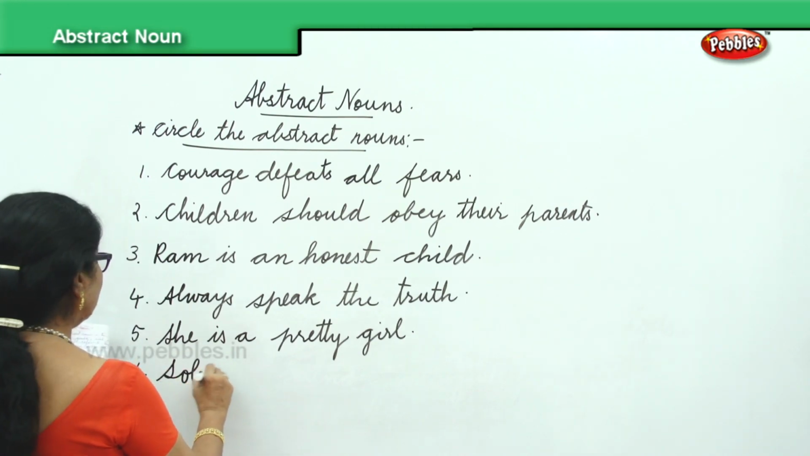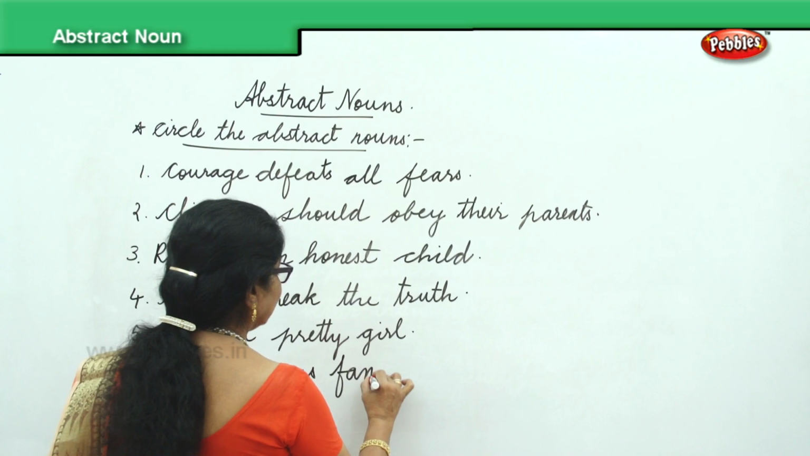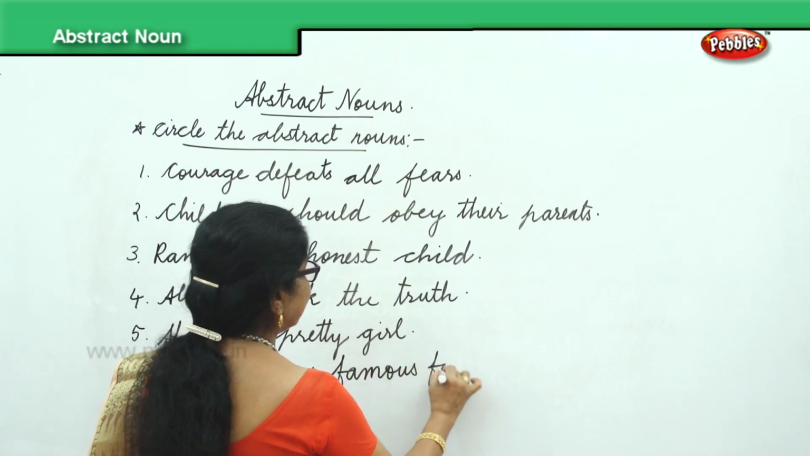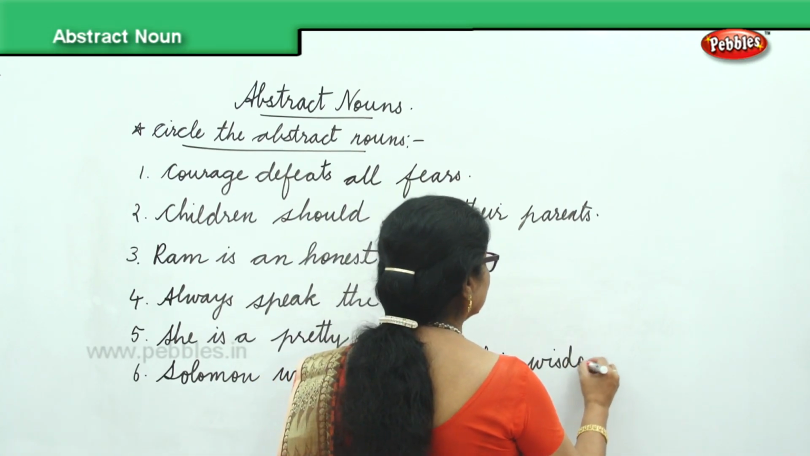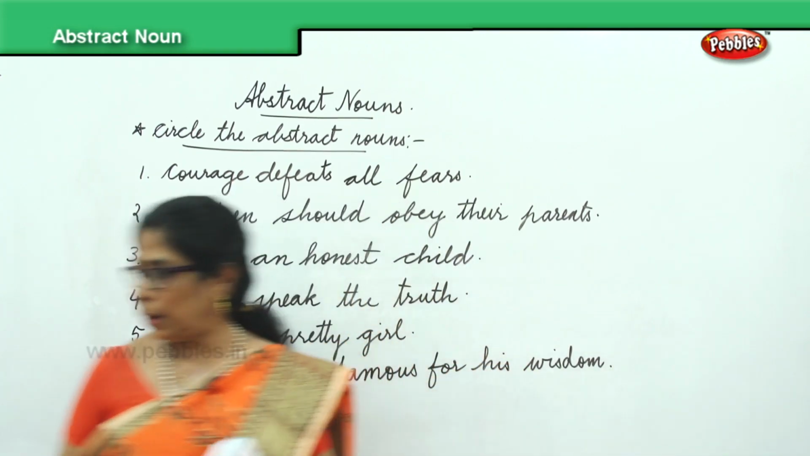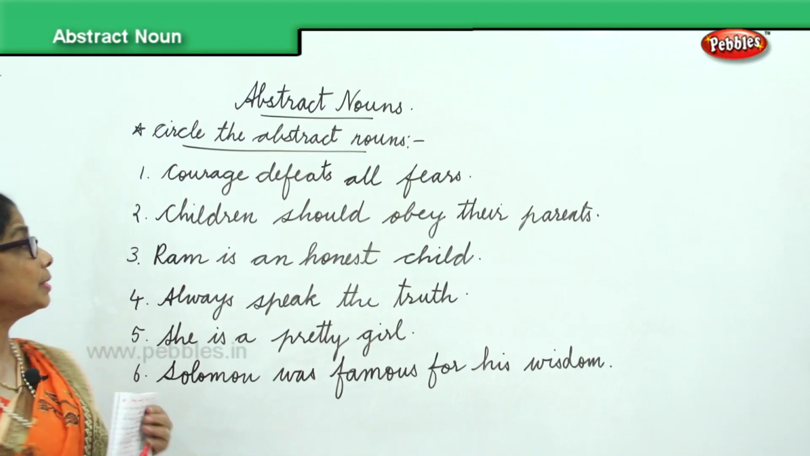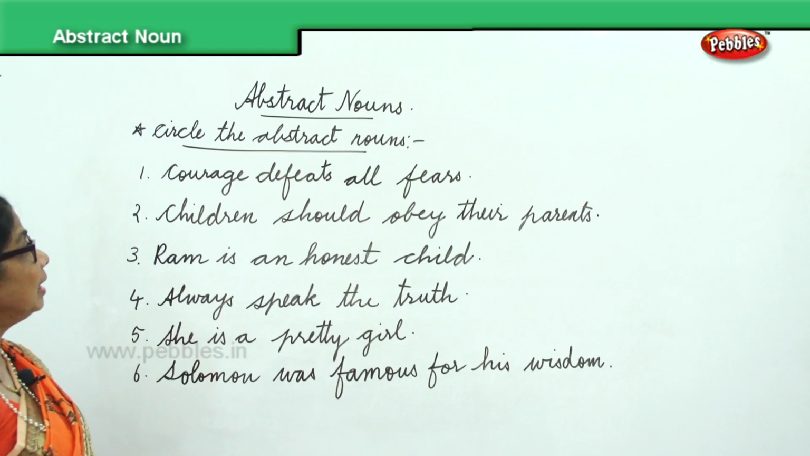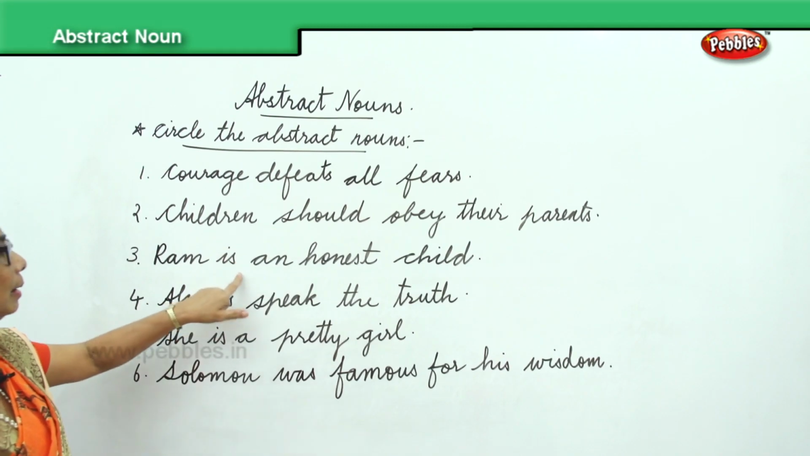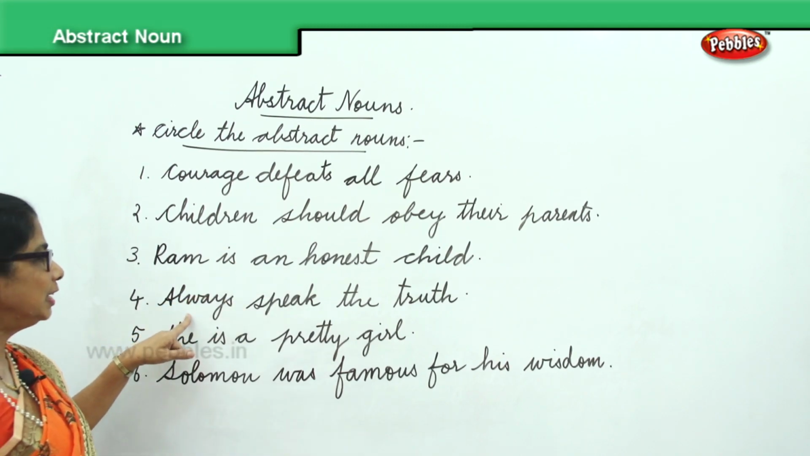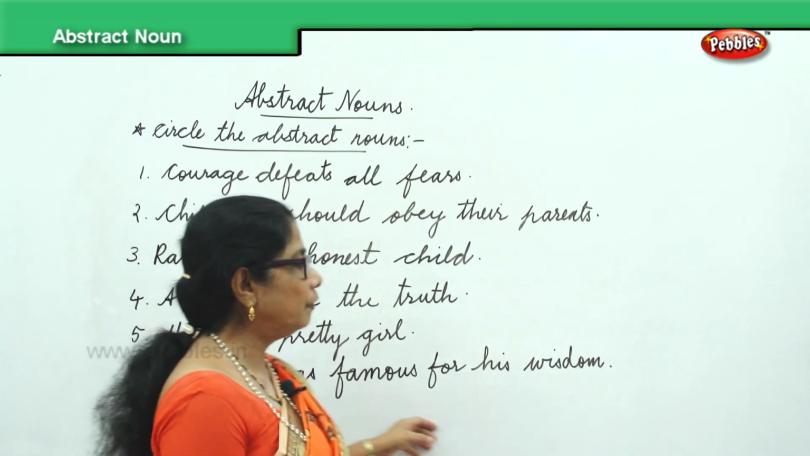Solomon was famous for his wisdom. Now, look at the sentences I have here. We're going to circle the abstract nouns here. Courage defeats all fears. Children should obey their parents. Ram is an honest child. Always speak the truth. She is a pretty girl. Solomon was famous for his wisdom.